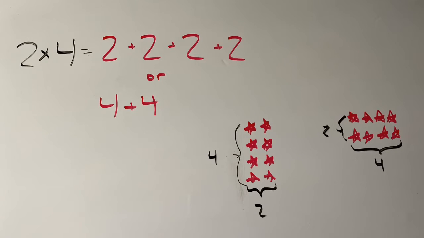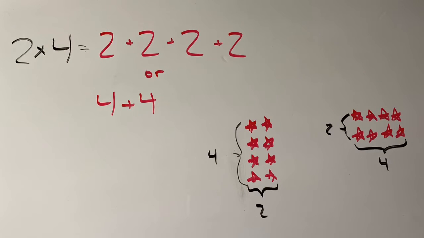2 multiplied by 4 can be said as 2 added to itself 4 times, or we could say 4 added to itself 2 times. Our visuals show 4 added to itself 2 times, and 2 added to itself 4 times, which equals 8.